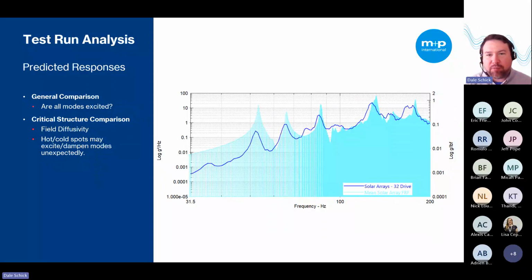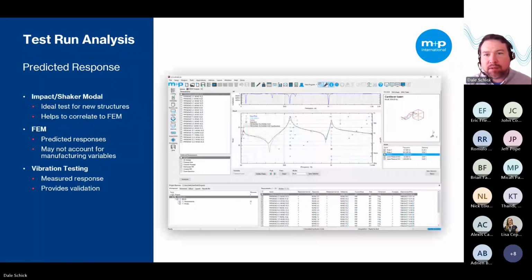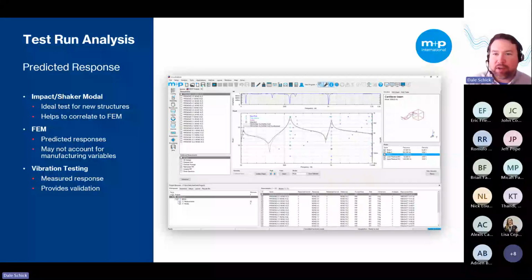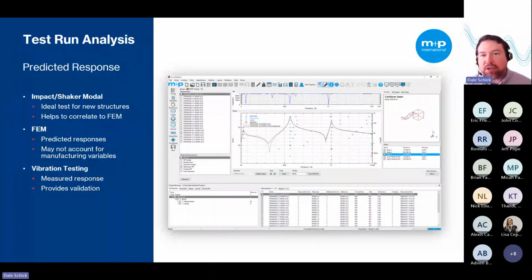And these predictions can come from a variety of analyses. An impact modal test can use a tuned force hammer excitation and an acceleration response to produce frequency response functions.